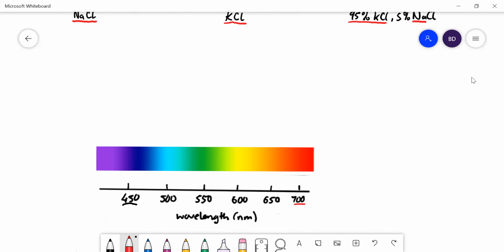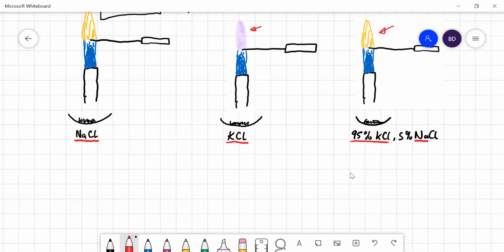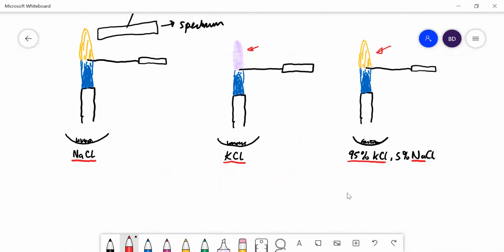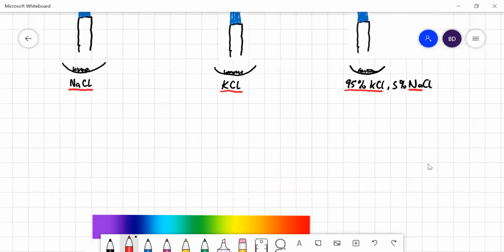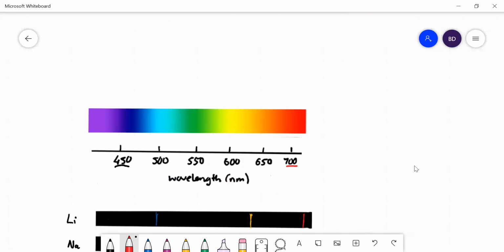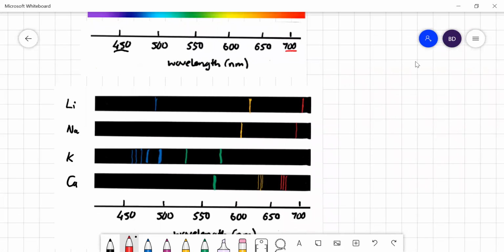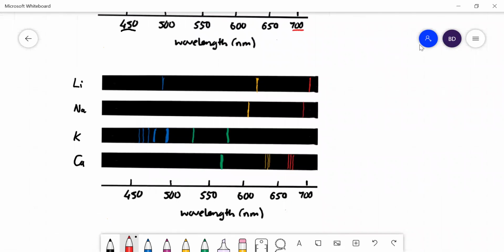Now, if you look at light coming from one of these flame tests and analyze that, you don't see a continuous spectrum. You see a series of lines, which I've got down here. So there's a spectrum of different compounds containing either lithium, sodium, potassium, or calcium. You can see sodium, for example.